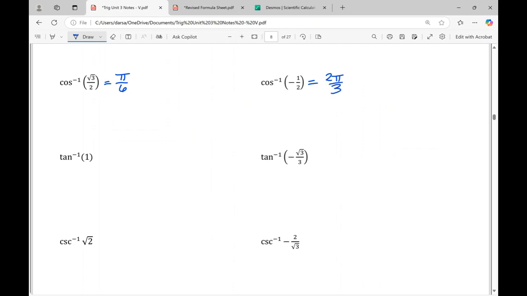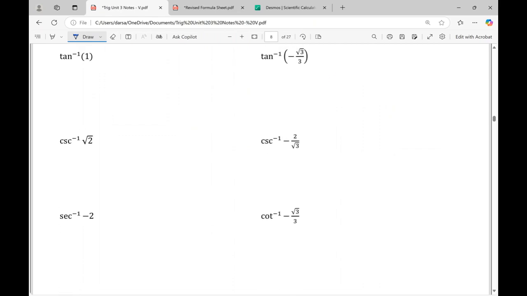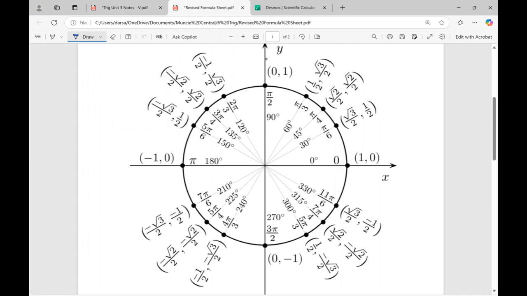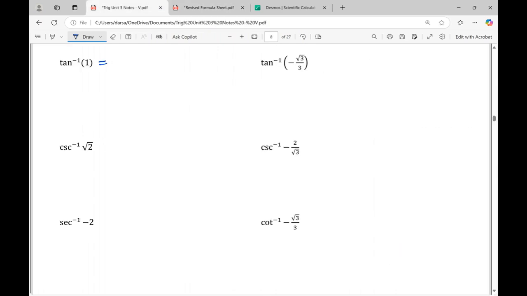Let's try tangent now. How do I find tangent inverse of 1? Well, first of all, remember, for tangent inverse, we're allowed to look in quadrants 1 and 4. Which one of these has a sine over cosine, a y over x, of 1? Well, if we look, square root of 2 divided by square root of 2 is 1. So the angle we're looking for is pi over 4. So tangent inverse of 1 is pi over 4.